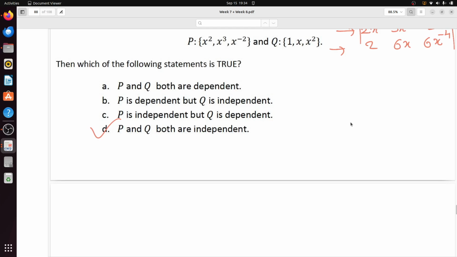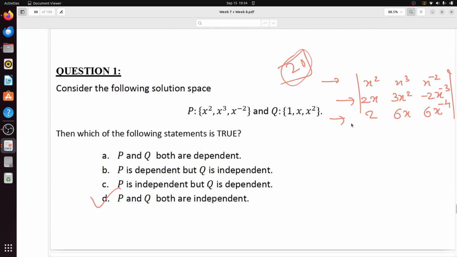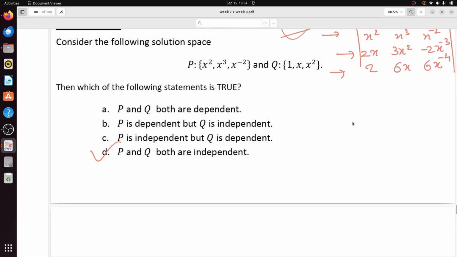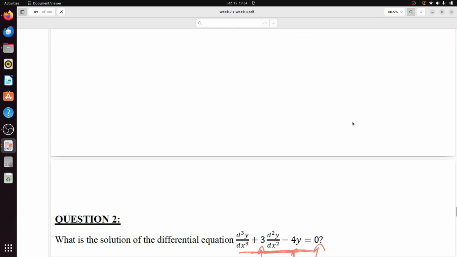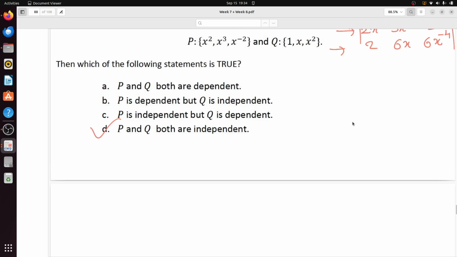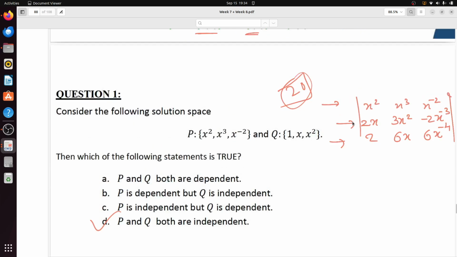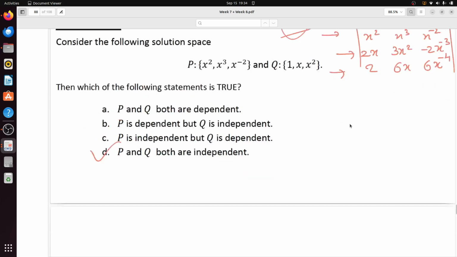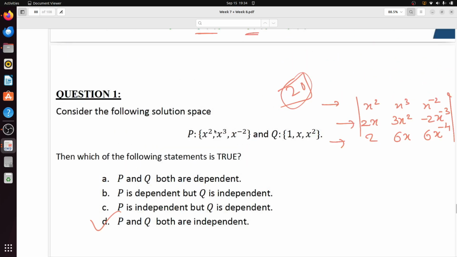Okay, so is it clear, ma'am, this problem? Problem is clear for me. You have to find the Wronskian and verify if the Wronskian is different from 0. Yes, very good. Also you can directly tell, like you cannot express any of the terms in terms of the other two. You cannot write x square as a into x cube plus b into x minus 2. So that is how also you can directly tell.